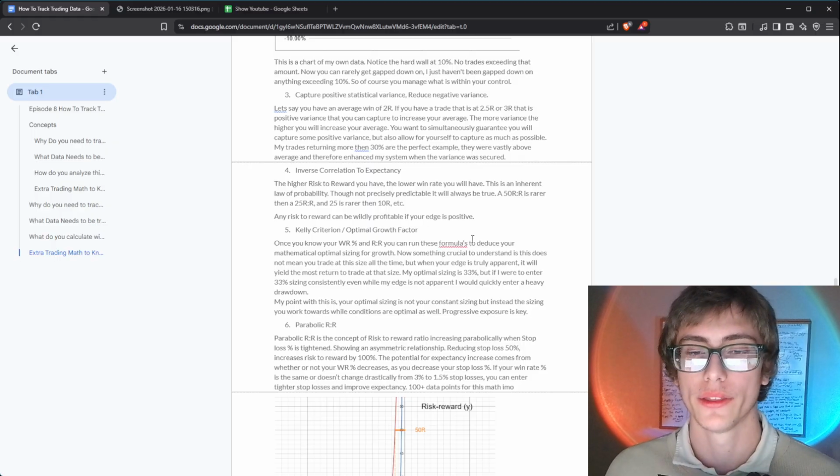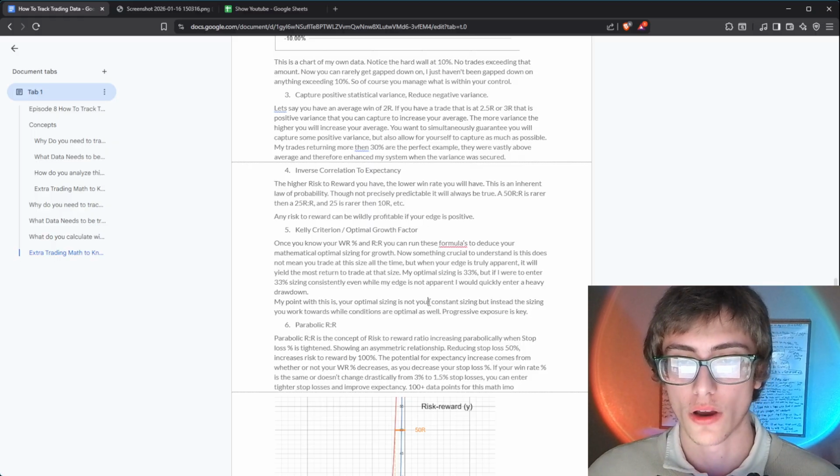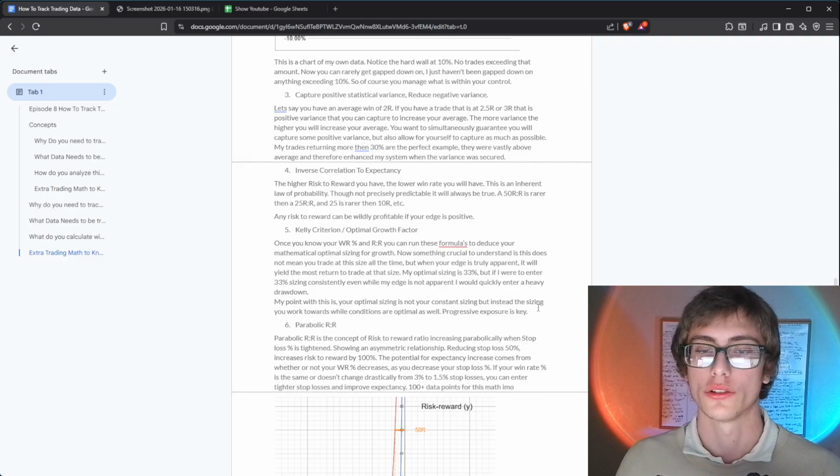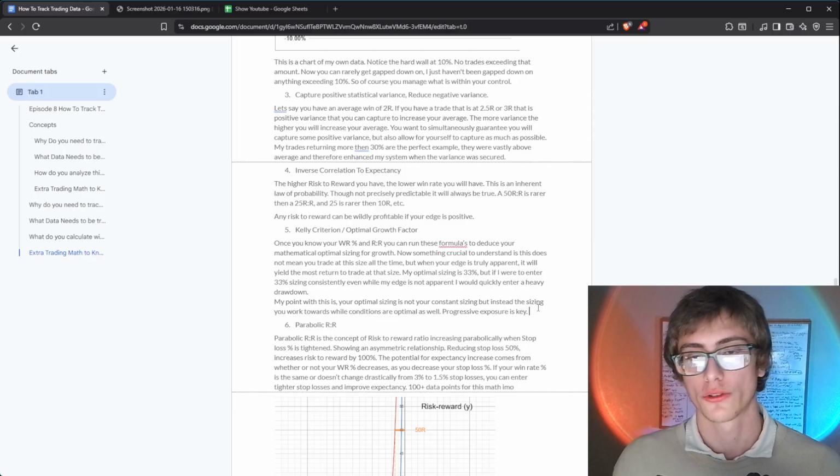So my point with this is your optimal sizing is not your constant sizing, but instead the sizing you work towards while conditions are optimal as well. So progressive exposure is key.